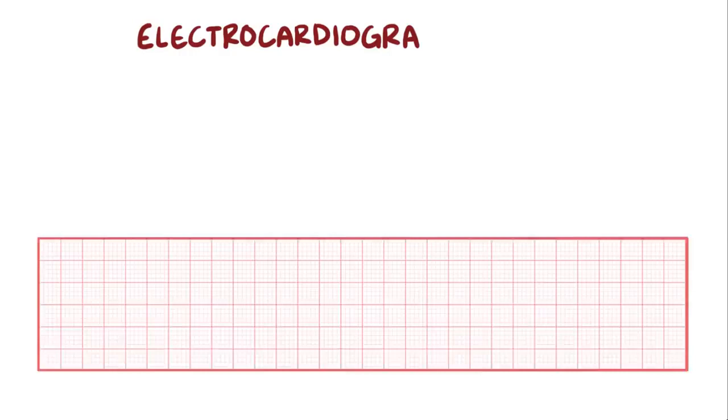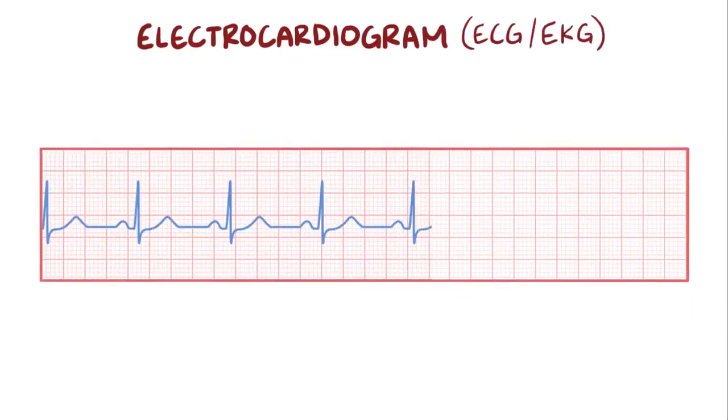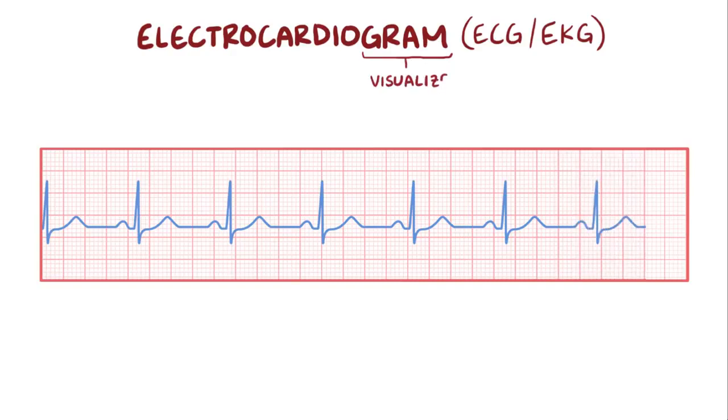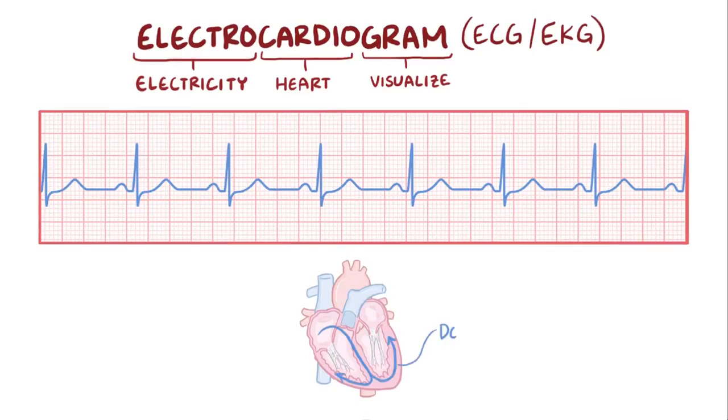An electrocardiogram, or ECG, or the Dutch or German version of the word EKG, is a tool used to visualize the electricity that flows through the heart. An ECG tracing specifically shows how the depolarization wave moves during each heartbeat, which is a wave of positive charge.